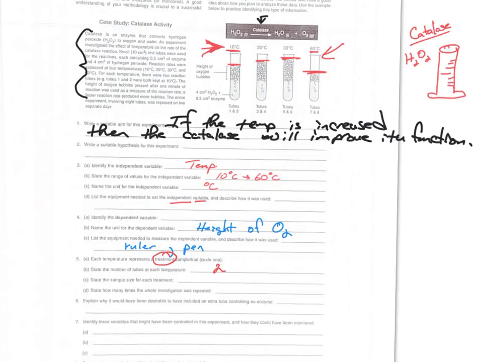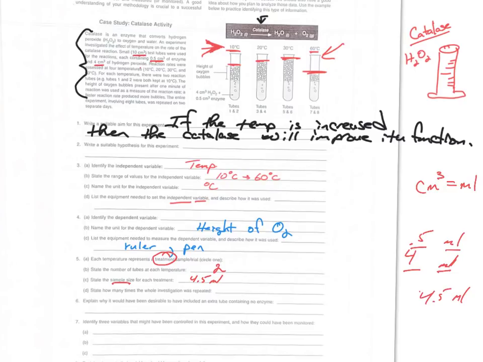State the sample size of each treatment. The sample size, I believe it said, was 0.5 milliliters of enzyme and 4 milliliters. Remember, milliliters are the same as centimeters cubed. So 0.5 milliliters and 4 milliliters, together 4.5 milliliters is what you have in your sample size. 0.5 milliliters of enzyme and 4 milliliters of hydrogen peroxide. So 4.5 milliliters.